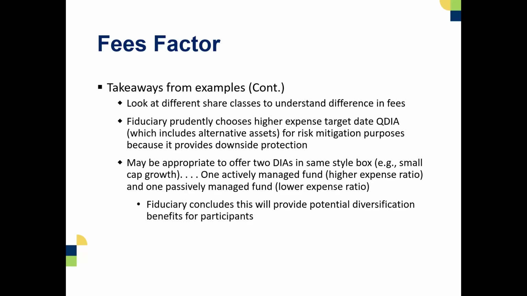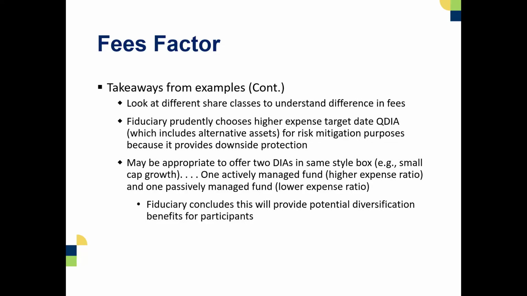There's also an example where a mutual fund has several different share classes, and the fiduciary needs to understand the difference in the share classes with respect to fees. So most of the time, we've got a mutual fund with different share classes. The investments are the same in all those share classes, and the only material difference is in fees. And so if that's the case, then our fiduciary should be choosing the share class with the lowest fees to put in our plan.